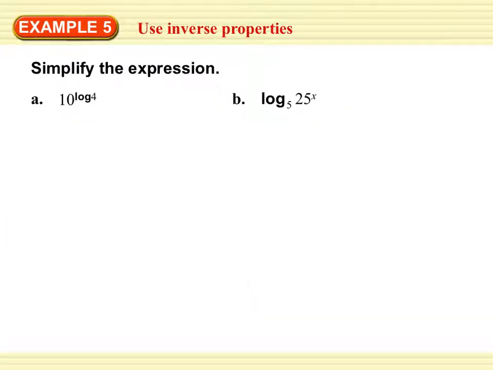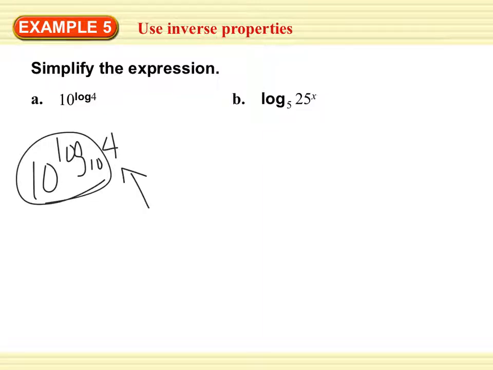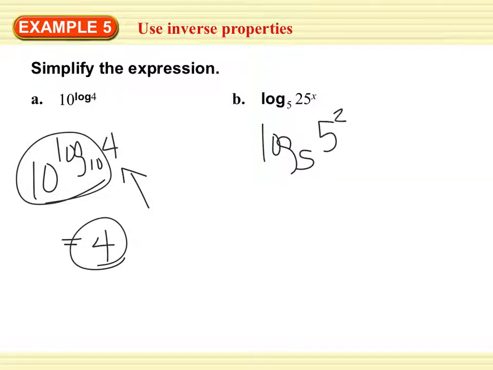Let's try it. Simplify the expression. So I have 10 to the log base 10 of 4. All of that matches, so my answer is 4. And here I have log base 5. It's not really 25, it can be 5 squared, right?